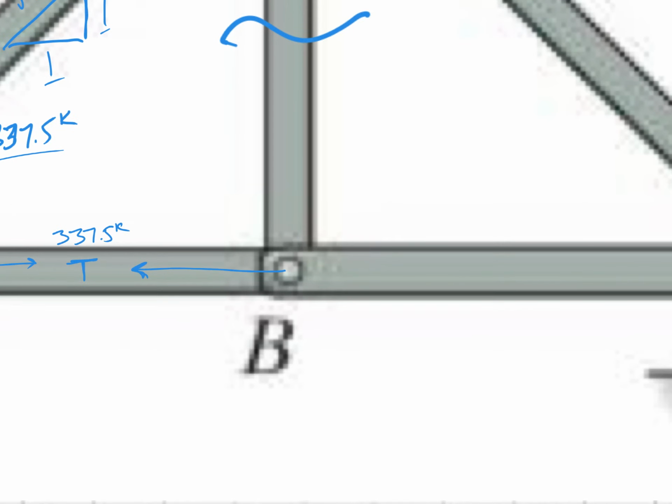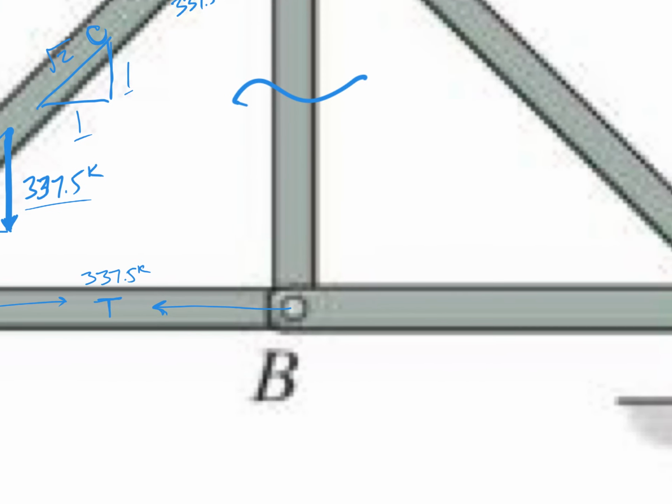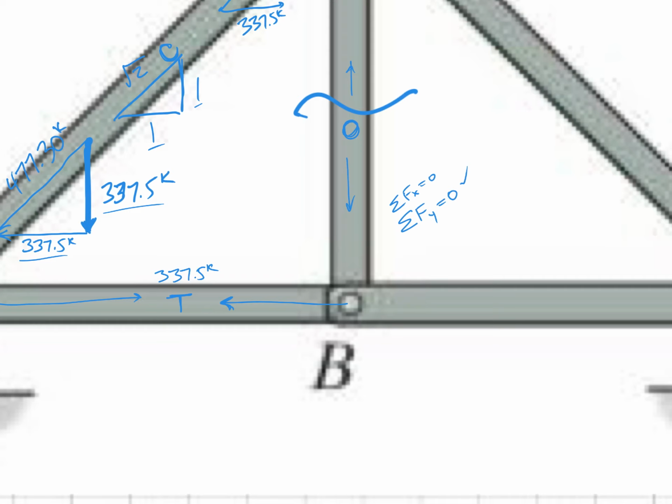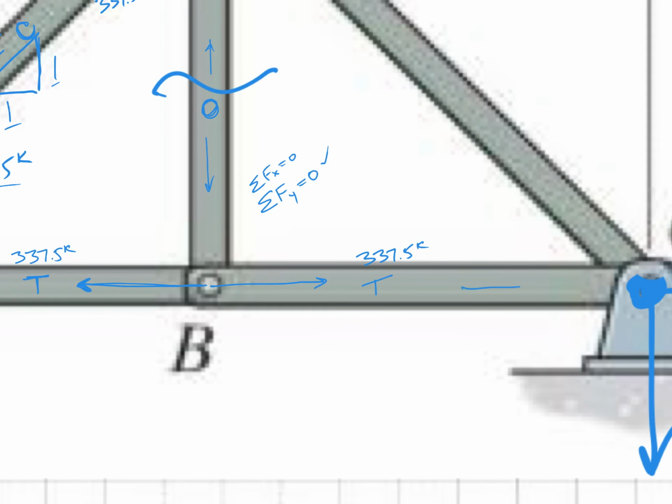Now we go to this joint right here. If I say the sum of forces in y equals 0, this force is not being balanced by anything, so it has to be equal to 0. So this force is a zero force. I could put arrows if I want to, but they're kind of meaningless. Now I sum forces in the x direction. I've got 337.5 going to the left, so I need that same amount going to the right: 337.5 kips to the right, and that's in tension.